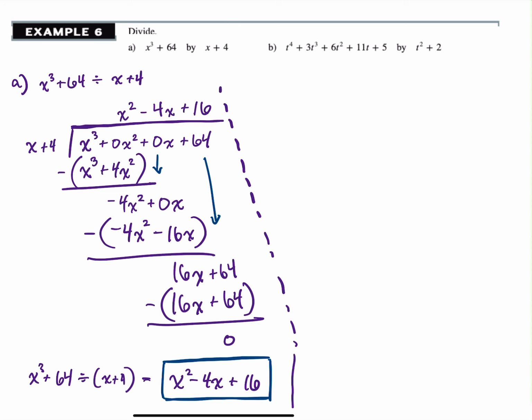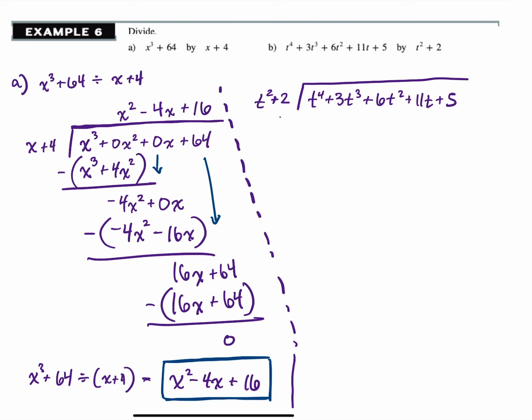All right, let's look at part B. It looks like it is in descending order: 4, 3, 2, 1. Yep, so let's write this out. I have t to the fourth power plus 3t cubed plus 6t squared plus 11t plus 5, and this is being divided by t squared plus 2.